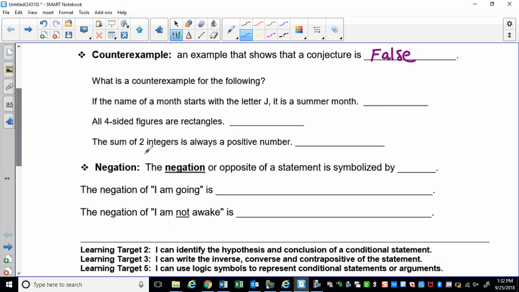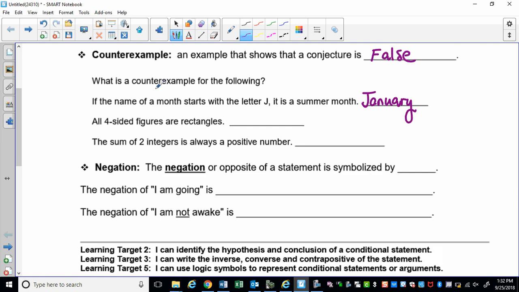It says, what is a counterexample for the following? If the name of the month starts with the letter J, then it is a summer month. So let's think about a name of the month. We have June, but that's a summer month. July starts with J, but that's a summer month. What about January? January starts with the letter J, but it is not a summer month.